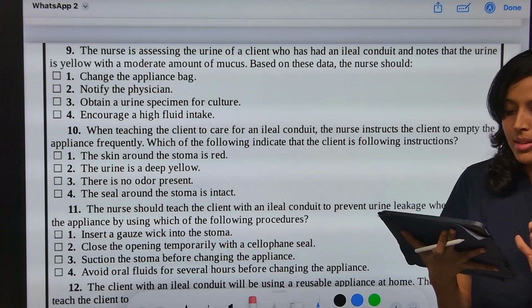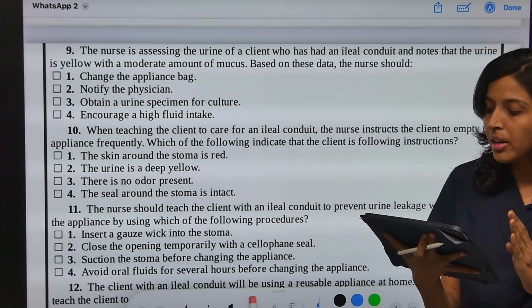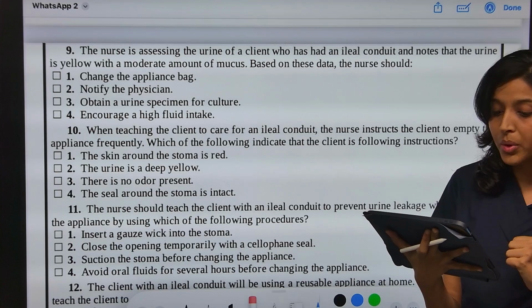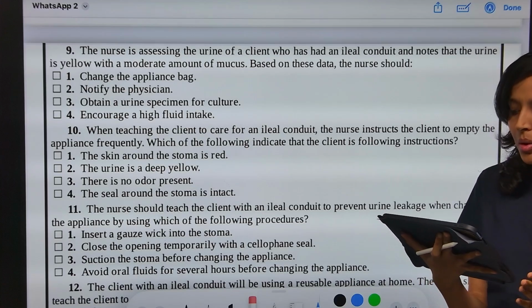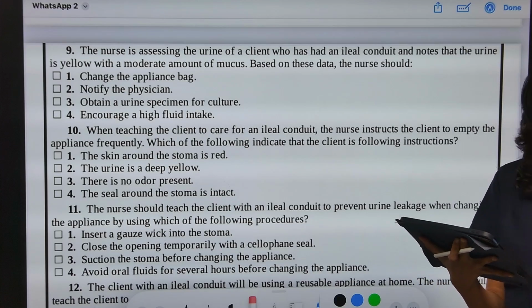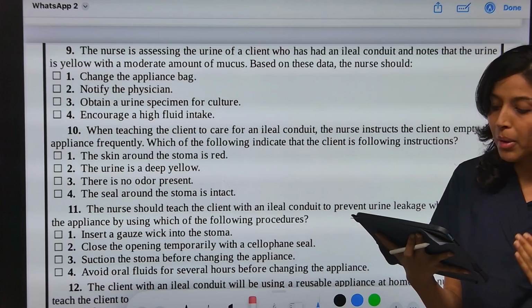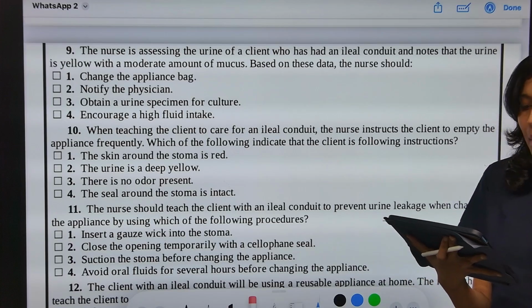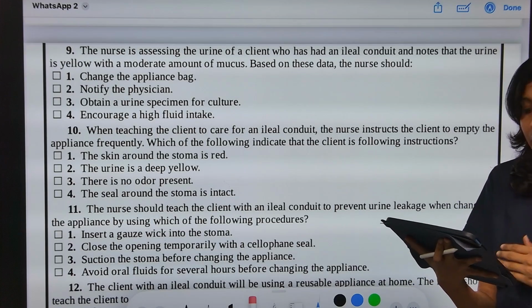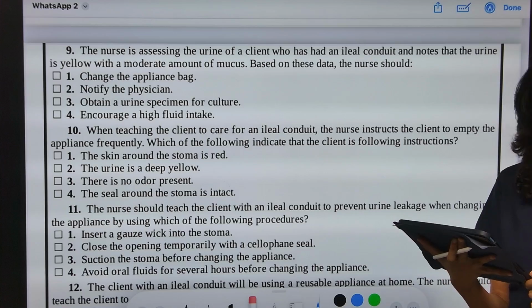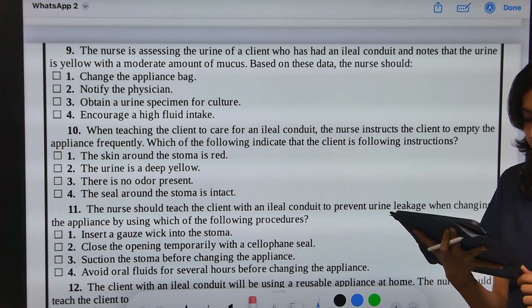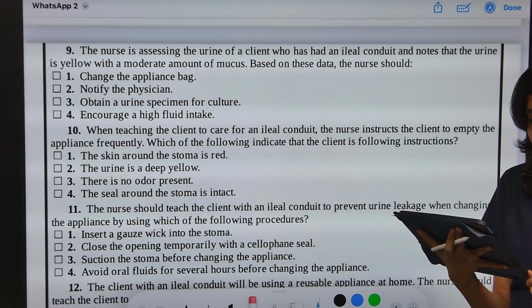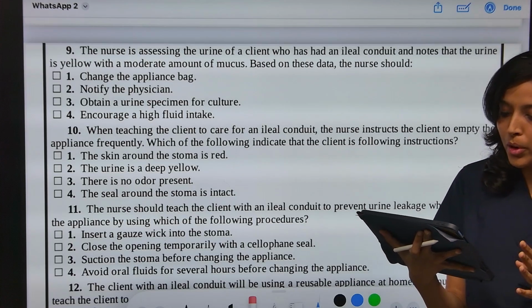The nurse is assessing the urine of a client who has had an ileal conduit and notes that the urine is yellow and a moderate amount of mucus is present. Based on the data, the nurse should... What will the nurse do if the patient complains about the yellow color of urine and a moderate amount of mucus? Try to answer this question. This question is very easy. The answer number 4 will be correct.